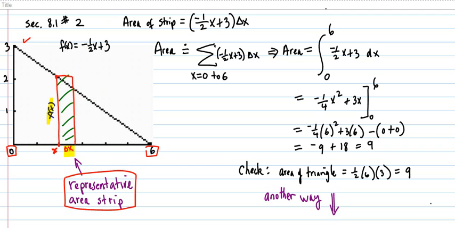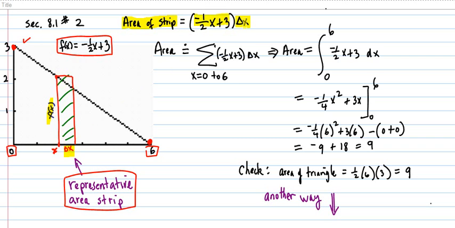So we have our 2 points, this point up here and this point down here. We get the line joining those 2 points, and when you solve it out for y, you get y equals negative 1/2 x plus 3 as the equation of that straight line. Then you realize the area of the strip is the height times the width, so it's negative 1/2 x plus 3 times delta x.